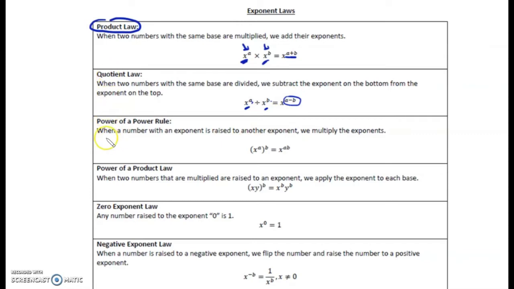Okay, power to a power, or power of a power rule. When a number with an exponent is raised to another exponent, what we do is we multiply them. So x to the a, to the b, would be a times b. So that would be the new exponent on your base.